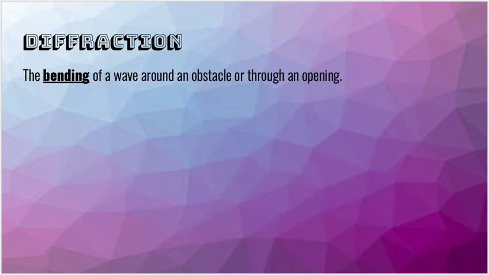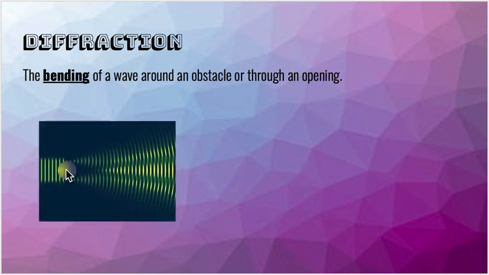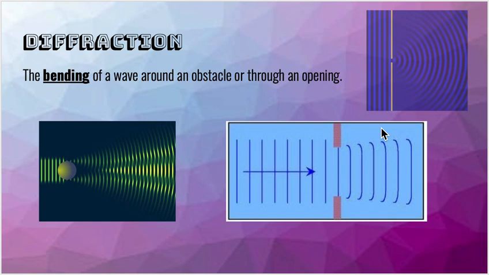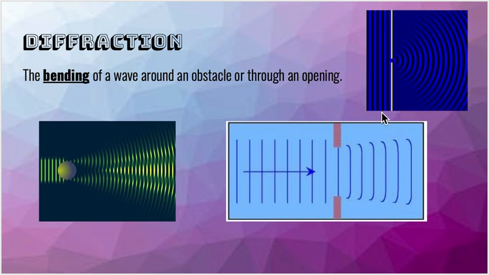We have another kind of bending, and this is called diffraction. This is when the wave bends around an obstacle or through an opening. So we have a ball here, and this is the wave, and it's bending around the obstacle. Or it can bend through an opening. Another way to look at this would be here. You have your waves that are going through, and then once it hits that opening, that little tiny slit causes it to bend.